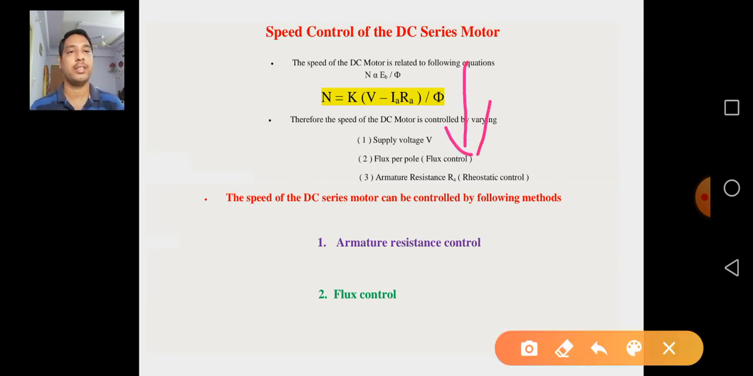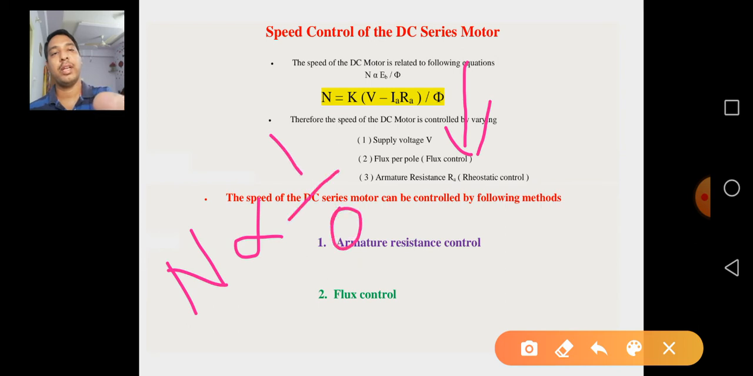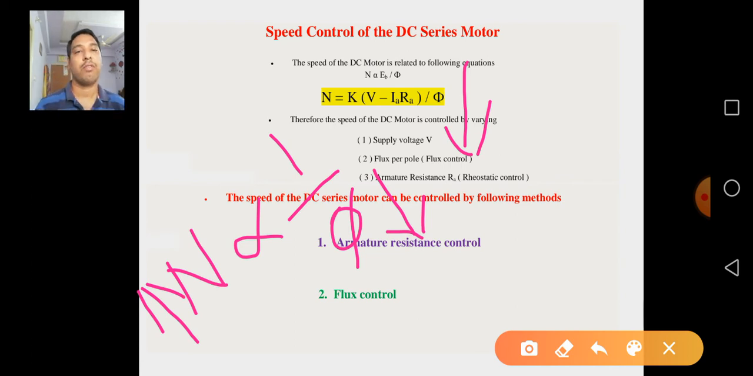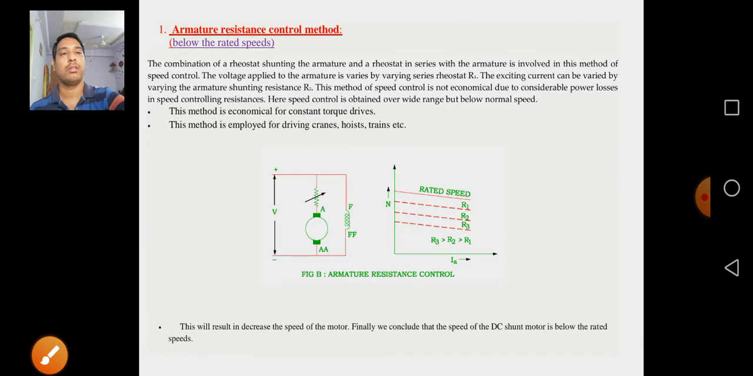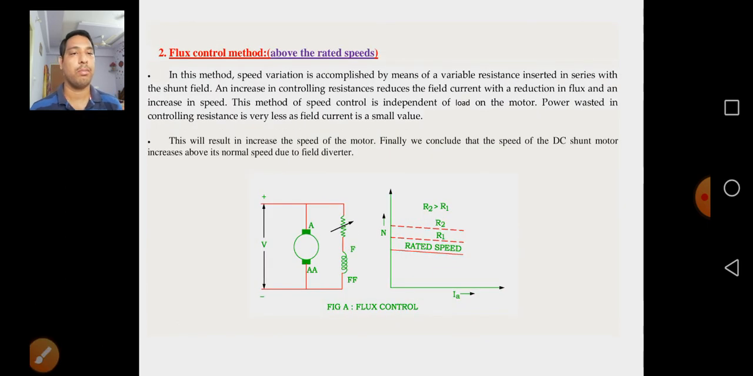When φ is decreasing, I can write separately here the equation: N is proportional to 1/φ. So φ is decreasing, and obviously this is an inversely proportional relation. Therefore N is going to increase. When φ goes on decreasing, the speed of the DC motor is going to increase. So from this method I can conclude that this is the field flux control method.